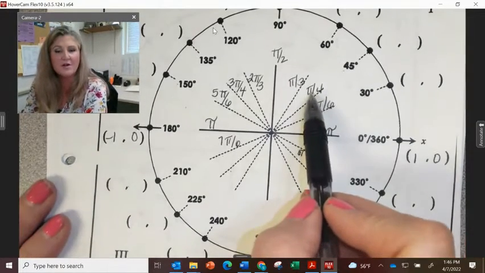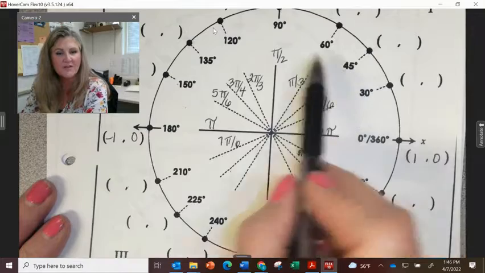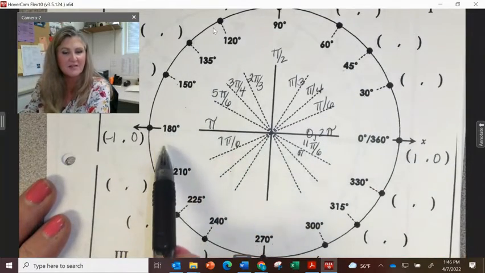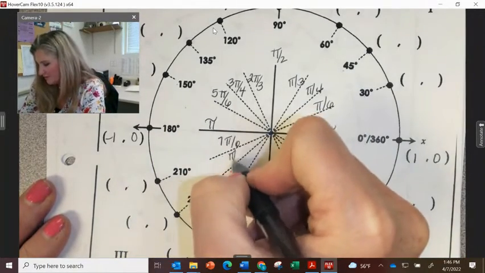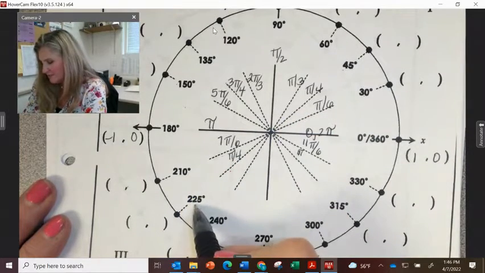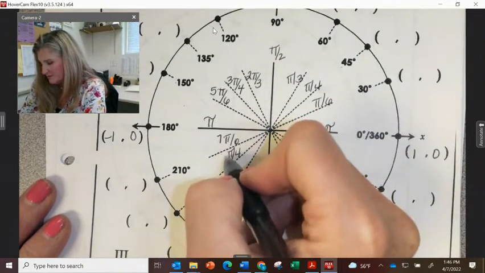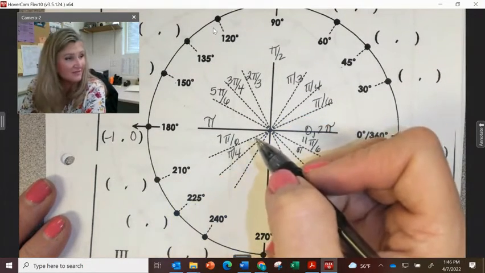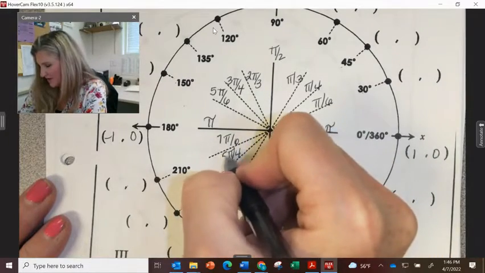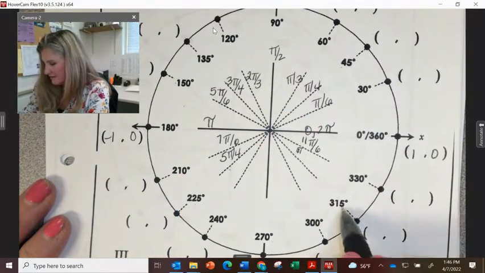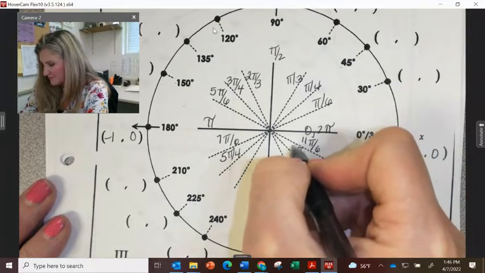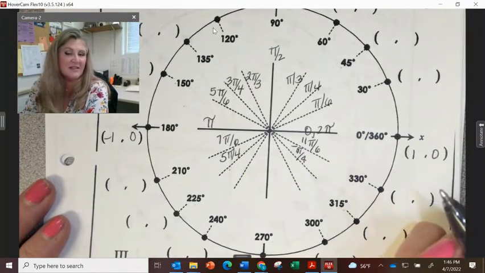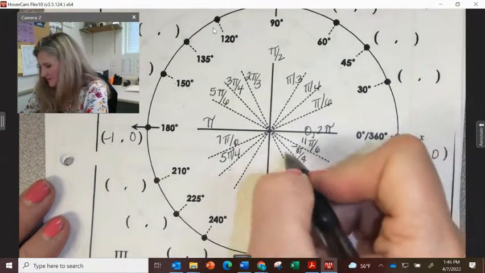Now let's go through, let's do all the 45s. 45, 135, what's the next 45? 225 has to be a pi over 4. What's that going to be? 6 or 5? 5. It's 5 45s. Okay, 315 has to be a pi over 4. What is it? Some people are saying 6, some are saying 7. 7.